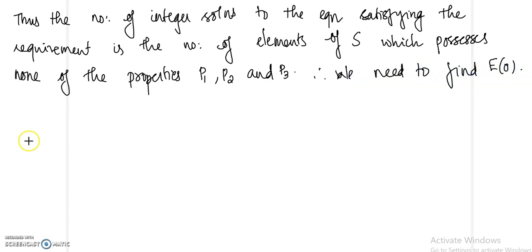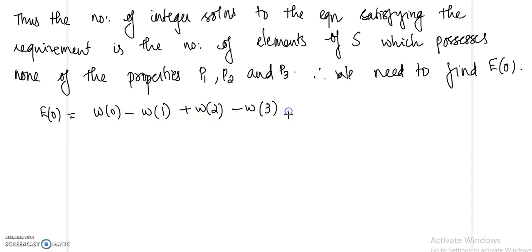Now E of 0 will be equal to omega of 0 minus omega of 1 plus omega of 2 minus omega of 3. Okay. Now let us find omega 0, omega 1, 2 and 3. Now omega of 0 will be the cardinality of S.